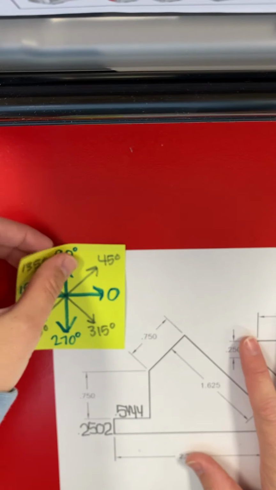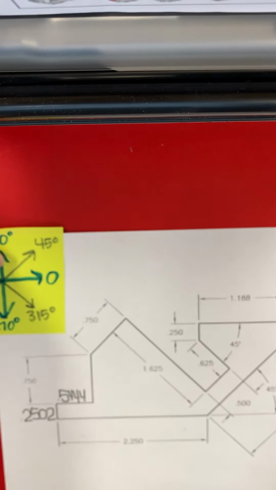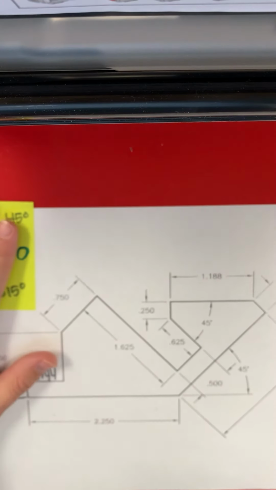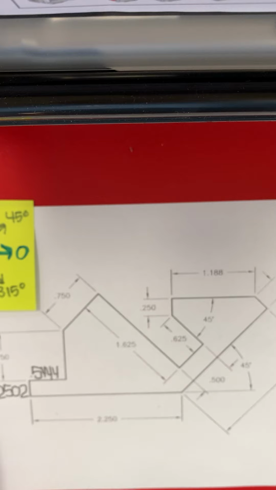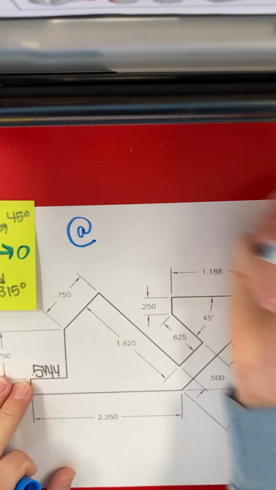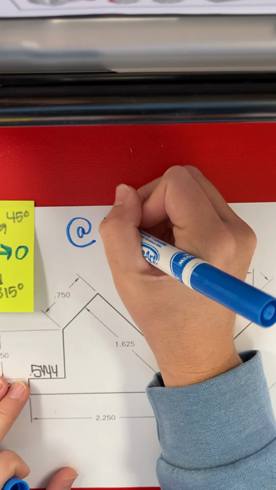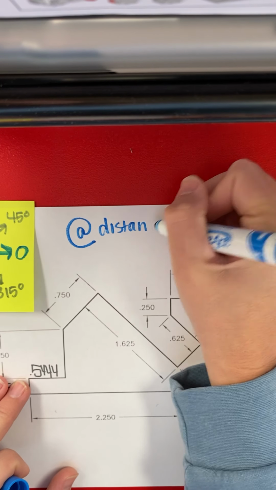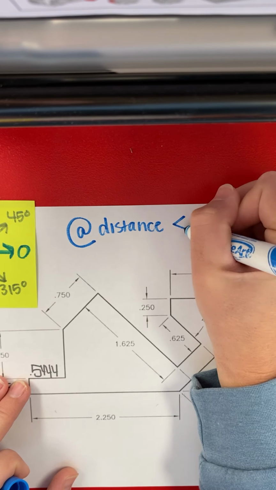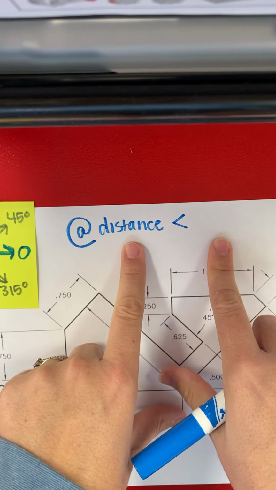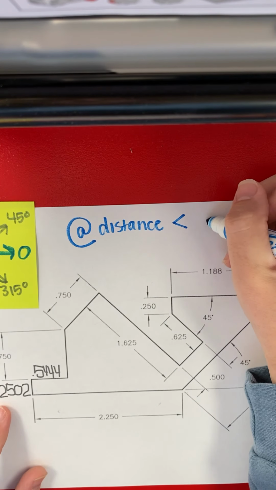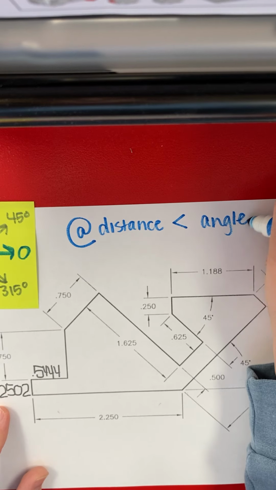Now, if we went over today's problem, remember we're going to use polar coordinates. To type in polar coordinates, it's always going to be the @ symbol followed by the distance you want to travel, then a less than sign, just to break up the two numbers, and then the angle we're traveling at.